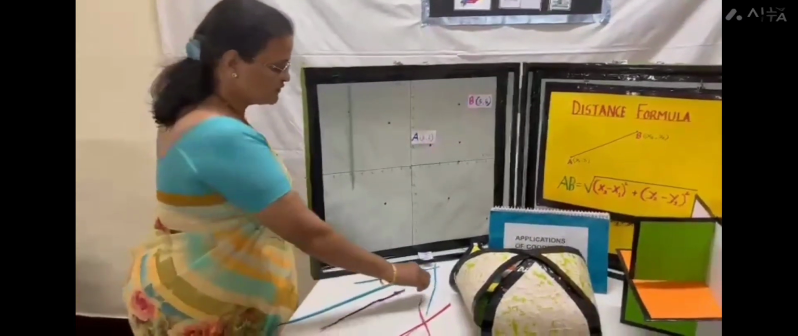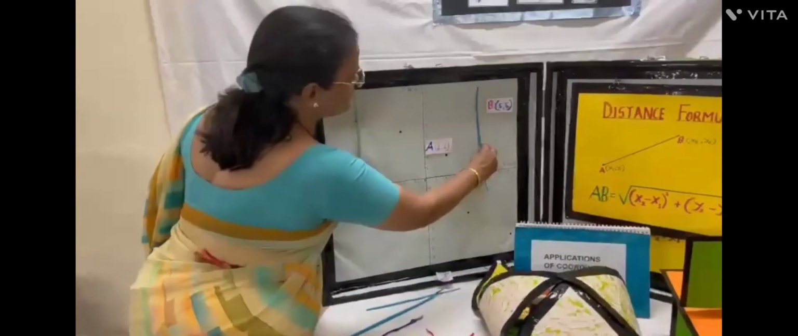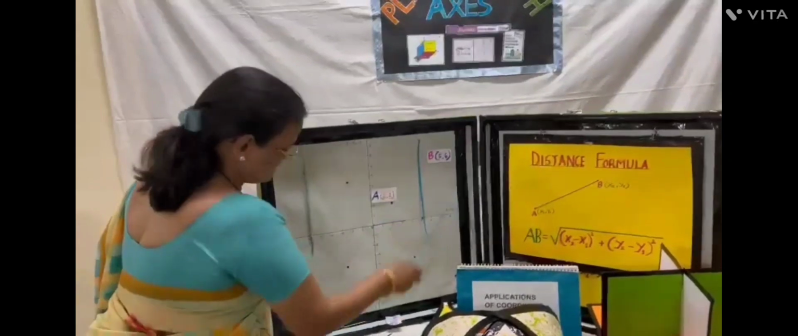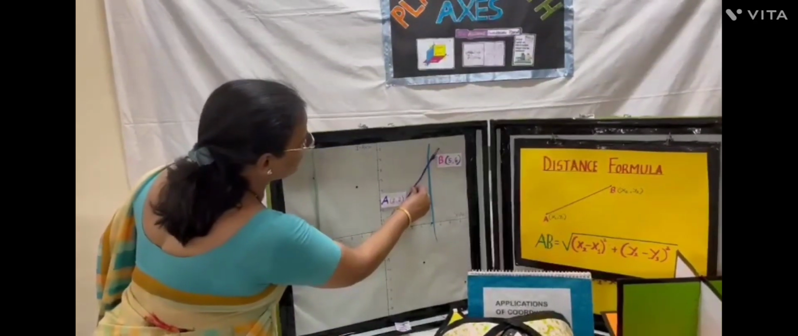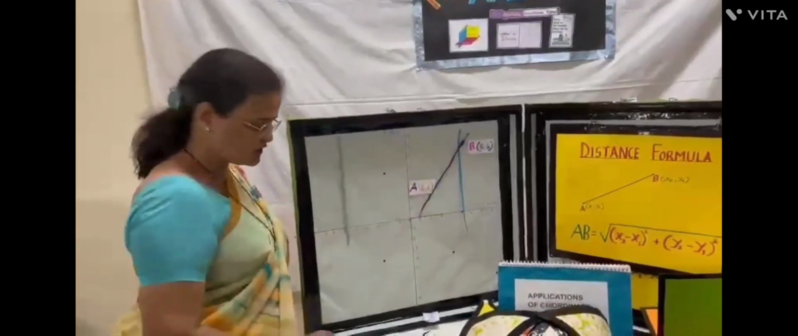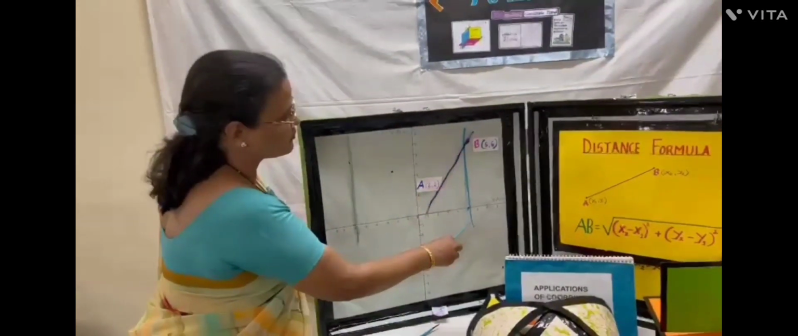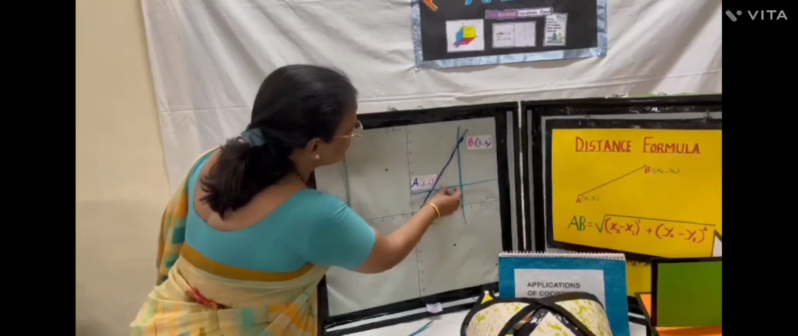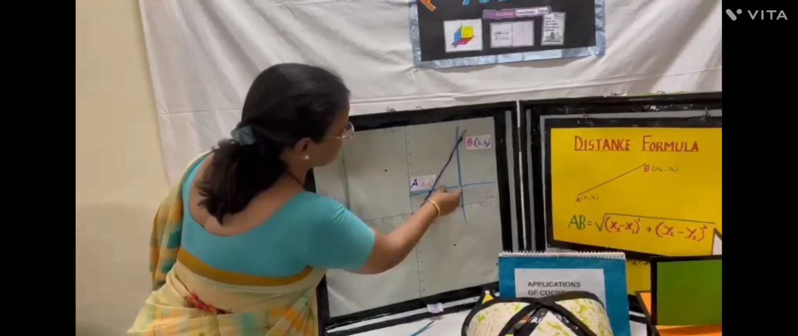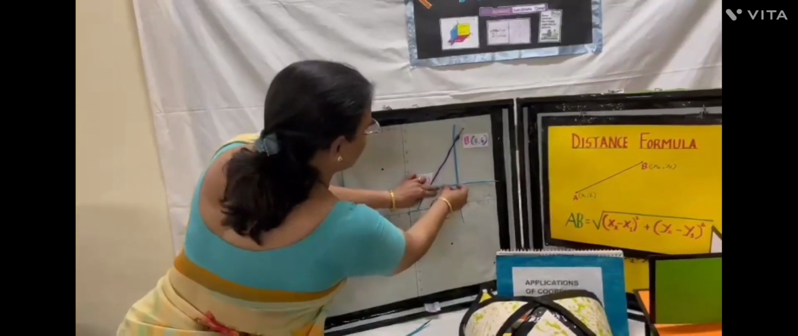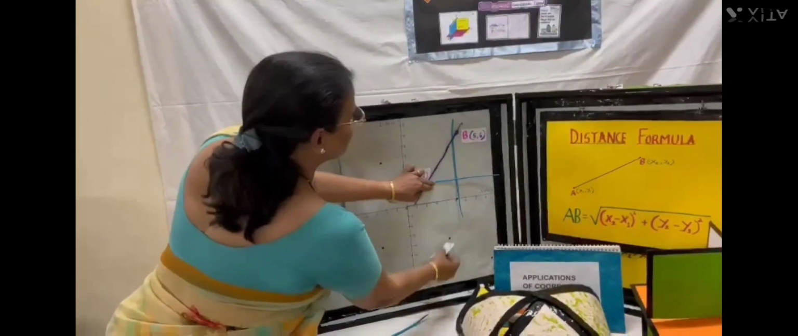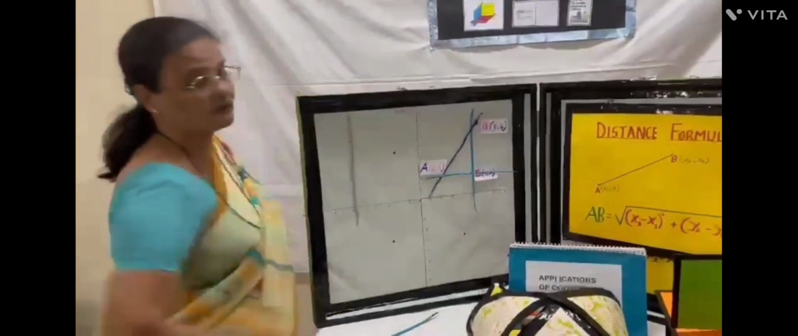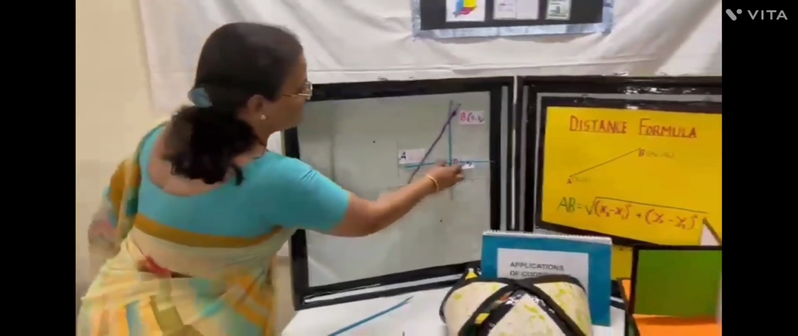For that we will draw the perpendicular from point B on the x-axis. This is point A and point B, and the distance between these two points we have to find out. We draw the perpendicular from point A on the x-axis and the perpendicular from point B on this perpendicular. We take the point of intersection here, that is point D. Its coordinates are 5 and 2.